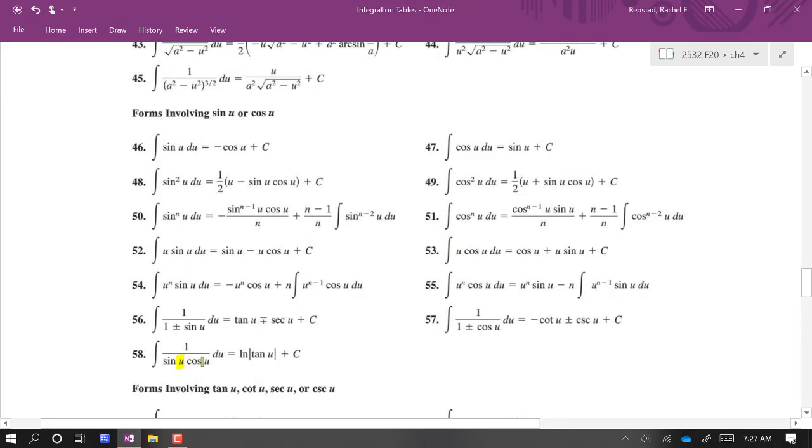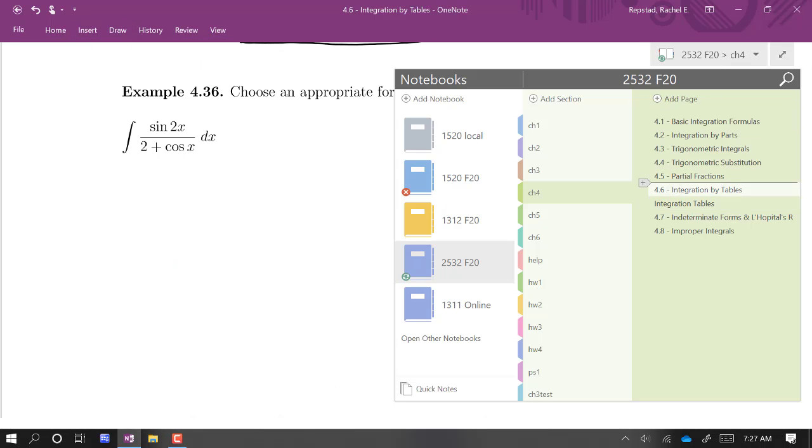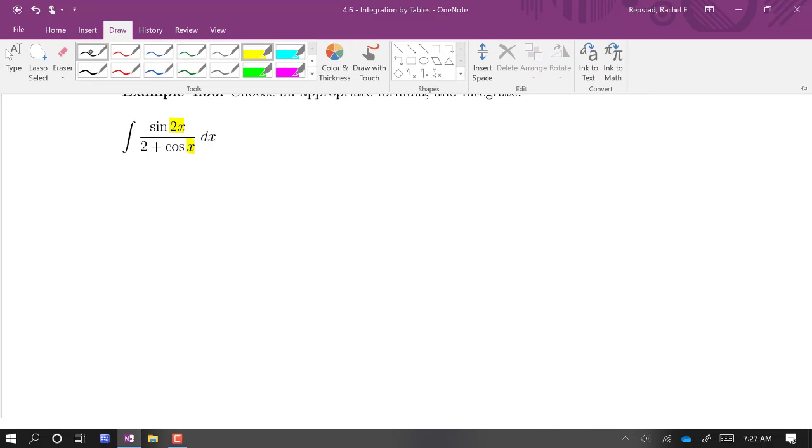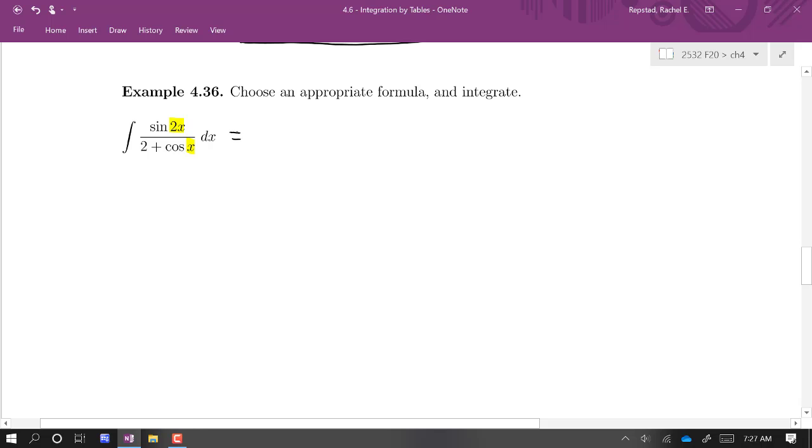Here I have sine u, cosine u, and I have different powers. I have u times sine u. But the thing that kind of sticks out to me when I look at this integral is that up top, the argument is 2x inside the sine function, and in the bottom, the argument is x. So I'm going to take something that we've already learned from when we were working with trig integrals and techniques of integration in general that involve trig functions. I'm going to rewrite this so that they all have the same argument, and I'm going to do that by using the double angle formula for sine.